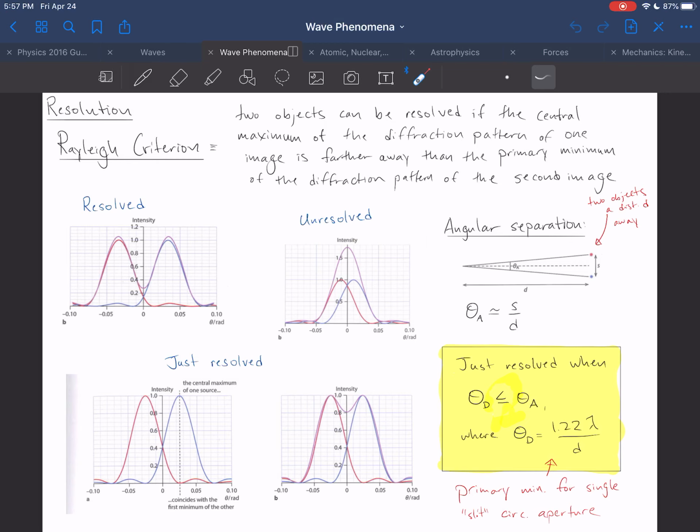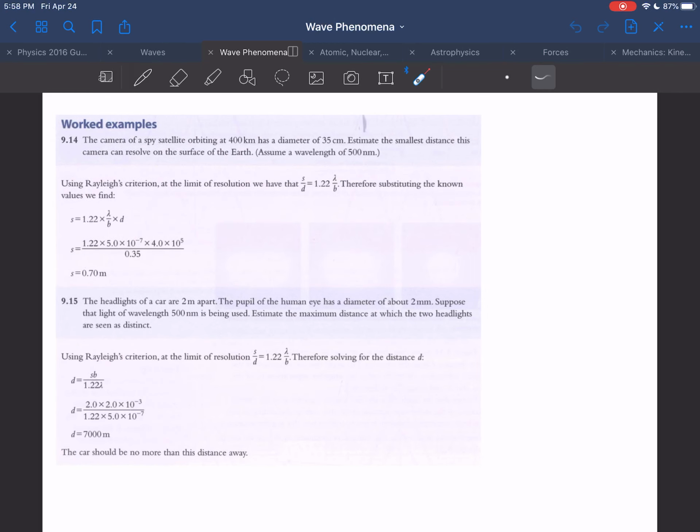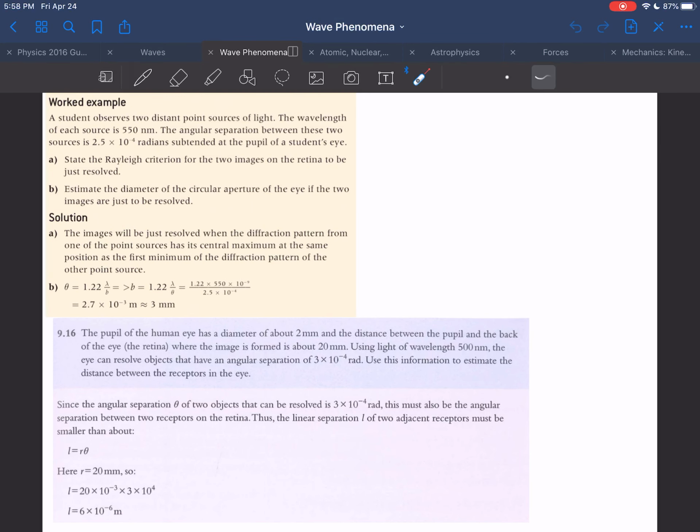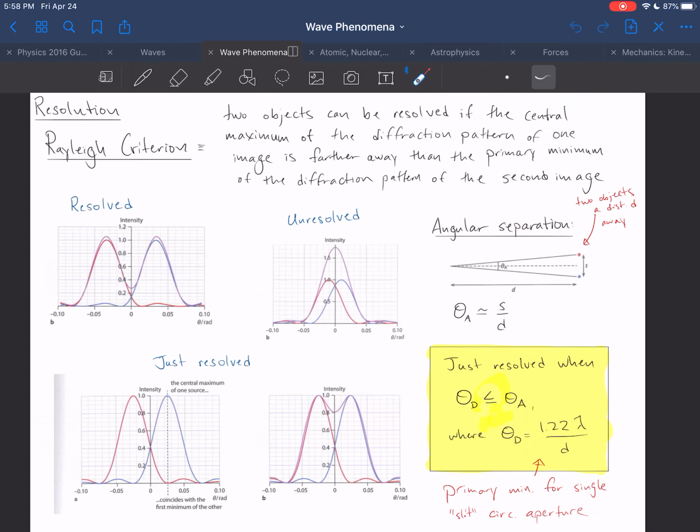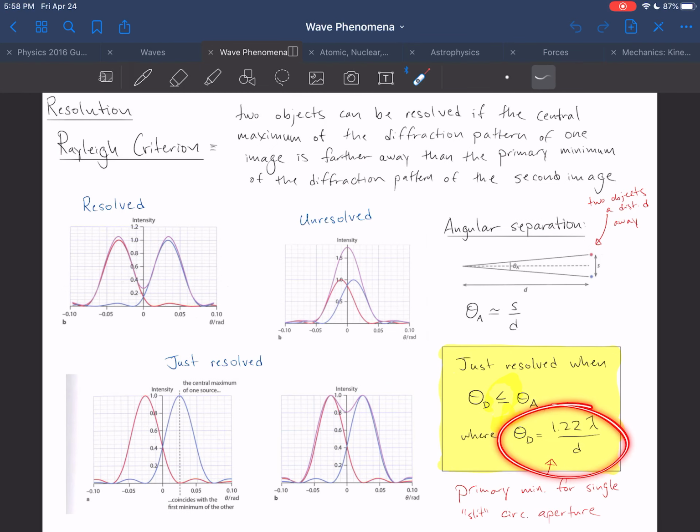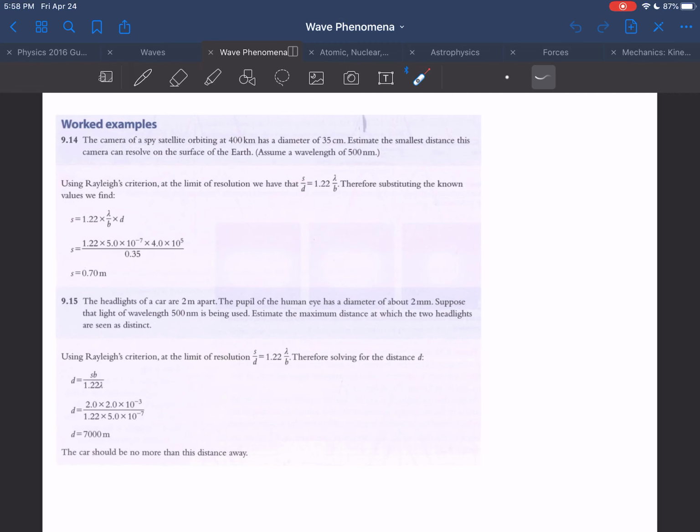I would encourage you to go through the example problems following this section before moving on in order to practice using the Rayleigh criterion and that single slit diffraction formula to determine whether two images can be resolved.